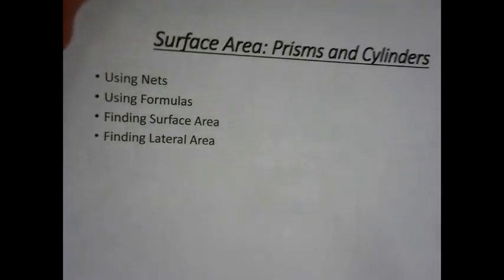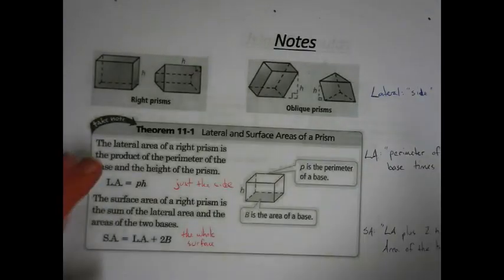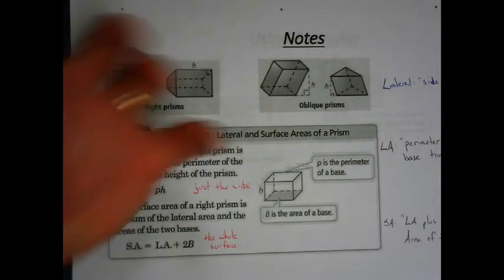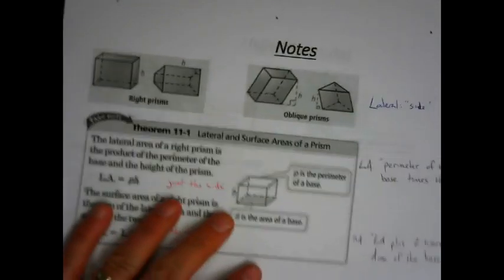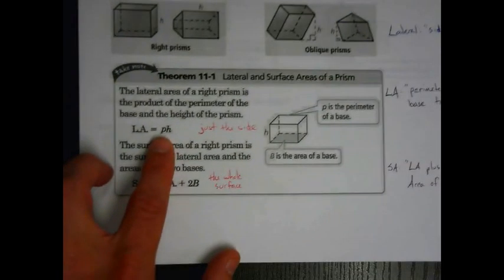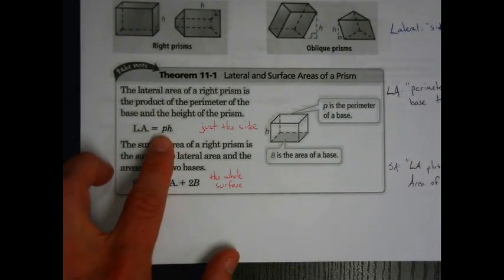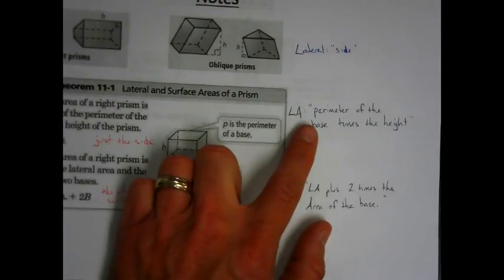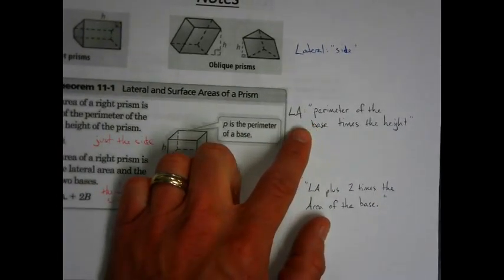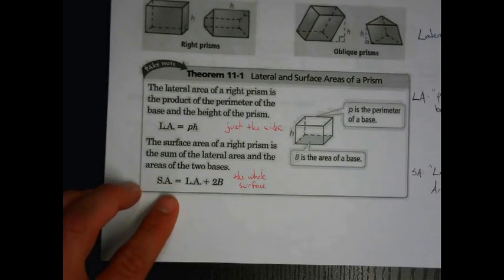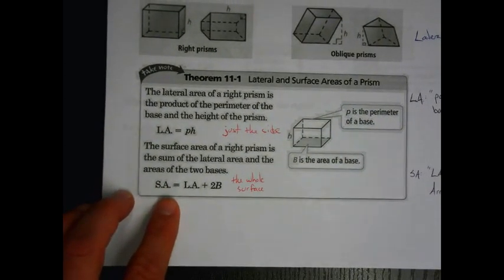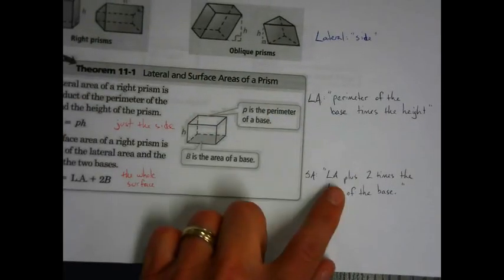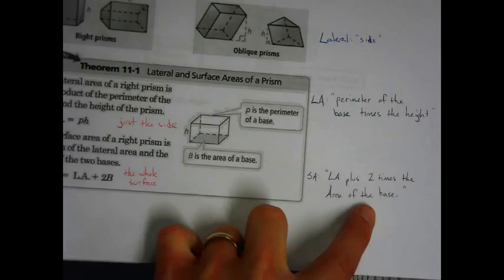In the previous video, we discussed what's going on with lateral area, area around the side, and surface area, total area around everything. We discussed what the formulas look like and what they meant. So we look at the formula for lateral area, even though it says pH, what we're thinking is perimeter of the base times the height. And then when we look at the formula for surface area, and we see LA plus 2 capital B, this is what we're thinking. It's the lateral area plus 2 times the area of the base.